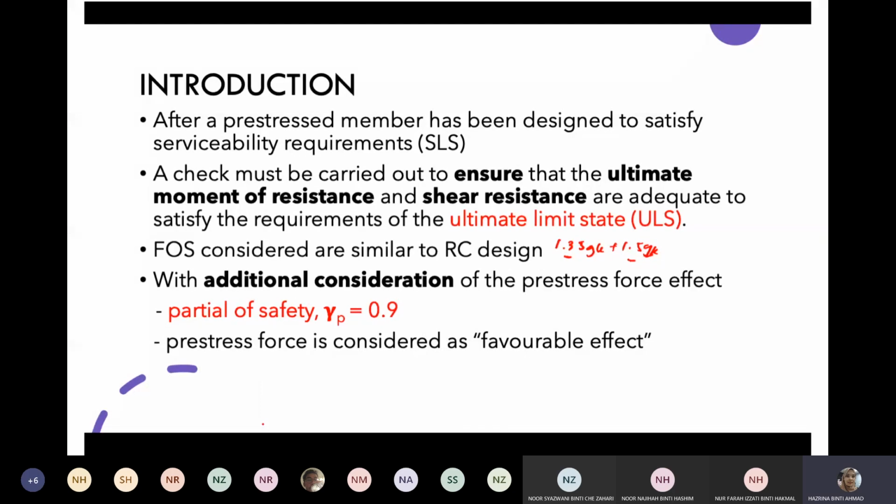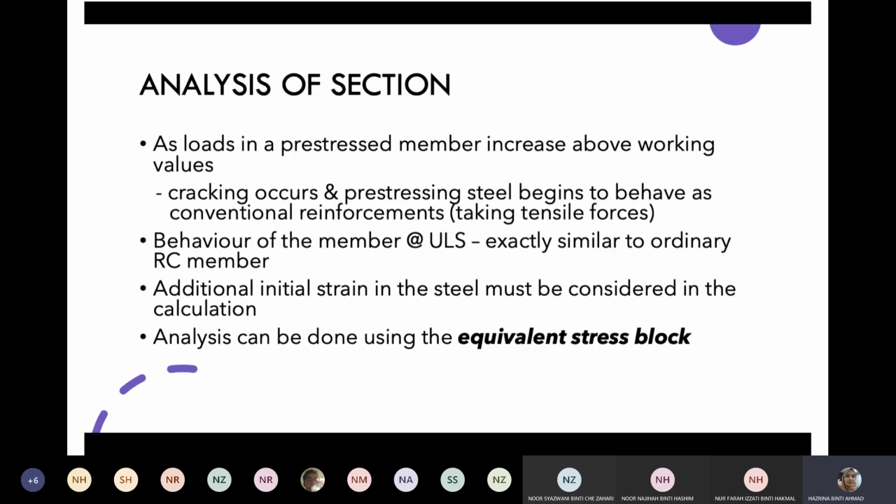Okay, right, so we have this partial factor of safety, which is 0.9. And when we talk about this partial factor of safety, this is the partial factor of safety for material, right? So we are going to multiply this with the strength of our pre-stressing steel, right? So the pre-stress force is considered as a favorable effect. Right. So the analysis of section, right?